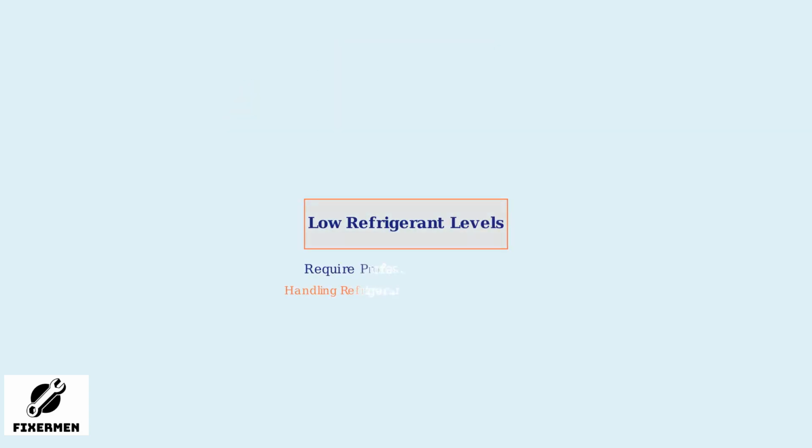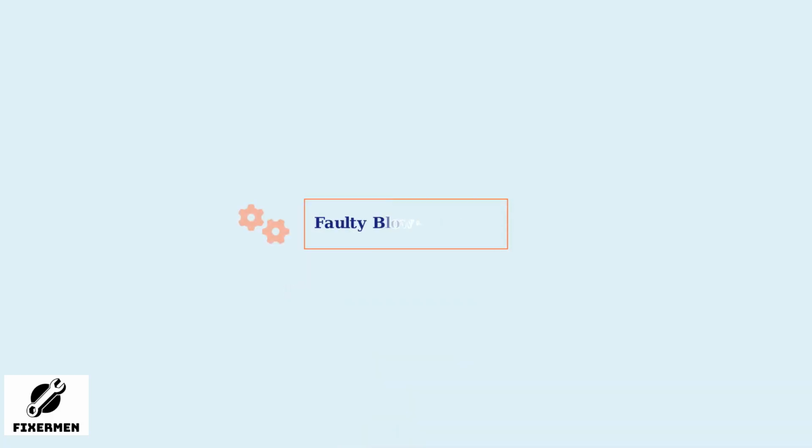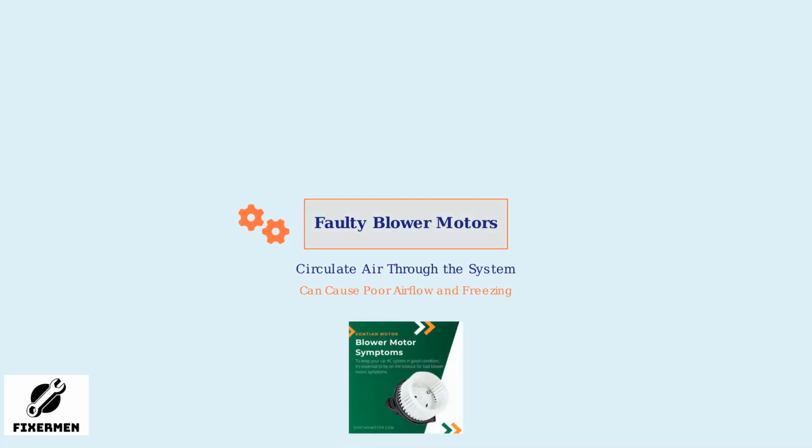One common deeper issue is low refrigerant levels in the system. Refrigerant is the fluid that carries heat in your HVAC unit. When levels are low, the coil can freeze more easily. Handling refrigerants safely requires professional certification due to environmental and safety regulations. Faulty blower motors can also trigger this error. The blower motor is responsible for circulating air over the indoor coil. If it's malfunctioning, airflow becomes restricted, leading to uneven cooling and potential freezing of the coil.